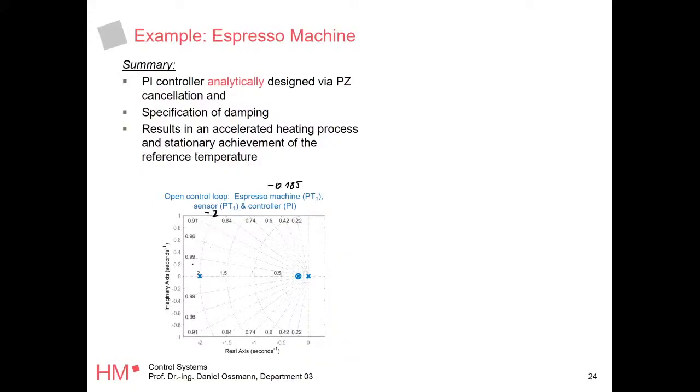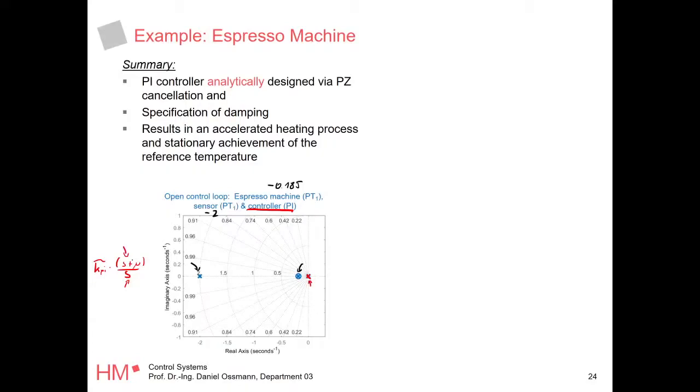So this was our G of s. These are the espresso machine poles here. And then we introduced a controller, which is a PI controller. The PI controller has the form KPI times s plus mu over s. So this guy has a pole at 0. This is this one actually here.